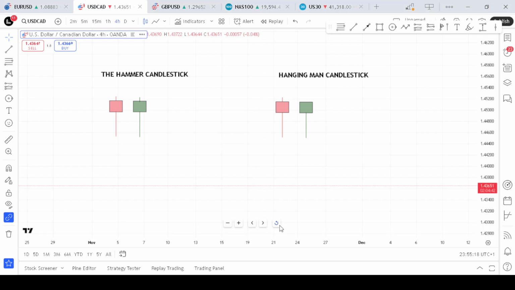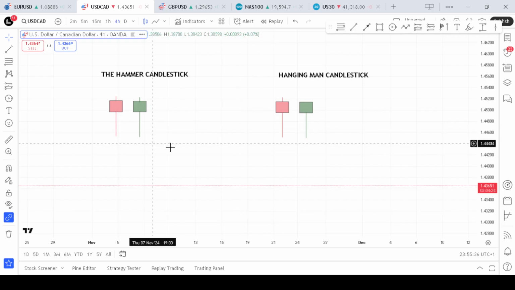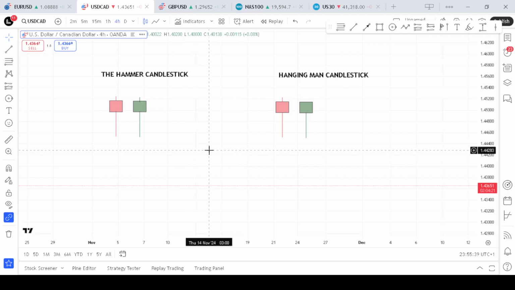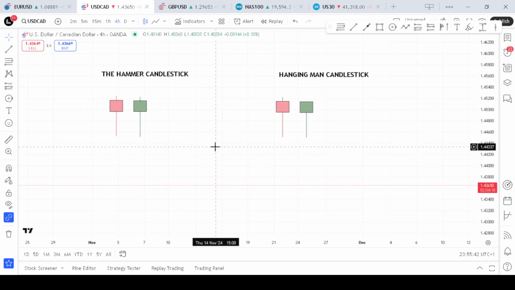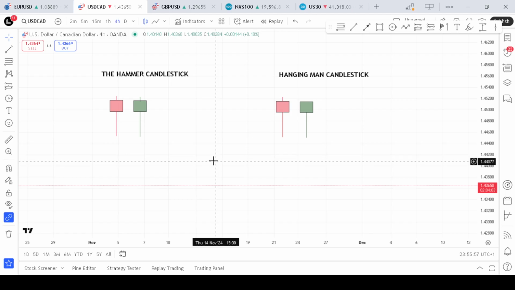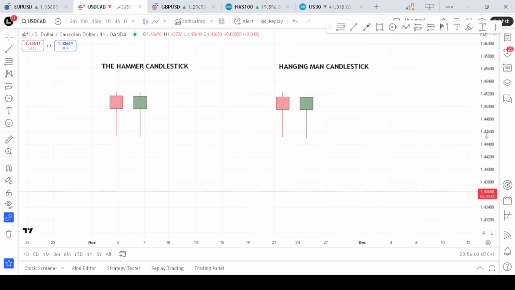Hello traders, welcome back to the Forex Geek, and in today's video we are going to be clearing up one of the most common mistakes in candlestick analysis, the difference between the hanging man and the hammer. These two patterns may look very similar, but they tell very different stories about the market direction. If you have ever been confused about when to buy or sell based on these signals, this video is for you. So stick around until the end of this video and you will not only learn how to spot these patterns, but you will also learn how to trade them efficiently for maximum profit.